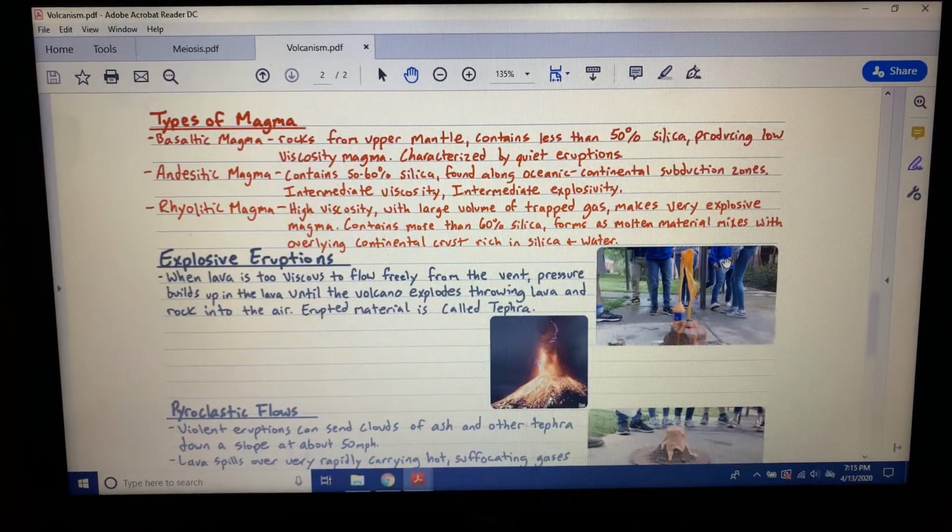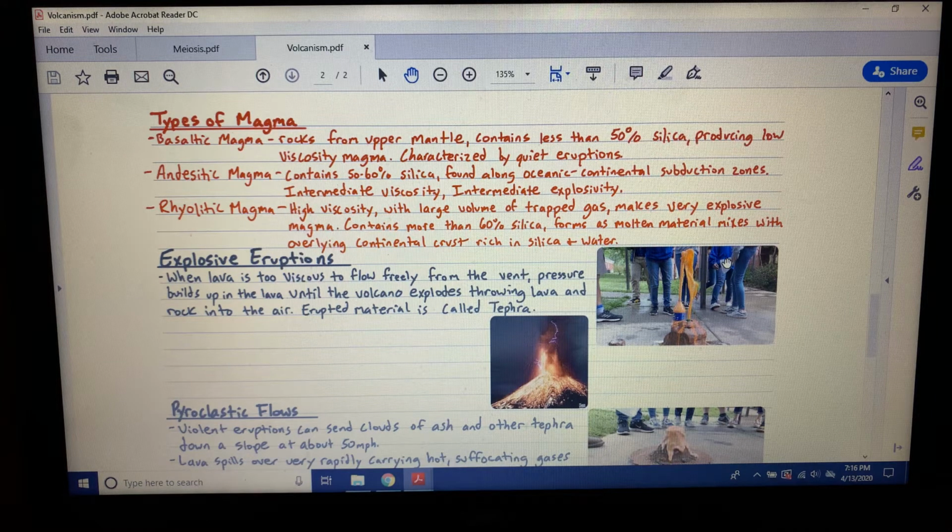All right, the types of magma, 3 types. There's 3 types of volcanoes and there's 3 types of magma. The first one would be basaltic magma. So this is going to come from rocks in the upper mantle. It contains less than 50% silica, so there's not a lot in there. And it's going to be producing low viscosity, which is characterized by quiet eruptions. It's just going to kind of bubble up and then ooze out and then down the sides of the volcano.